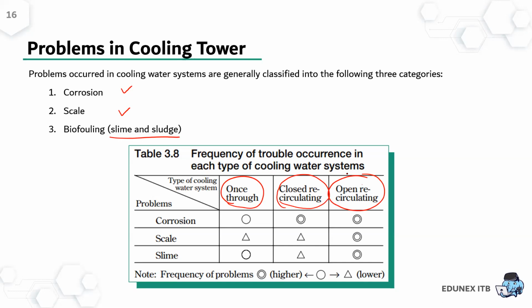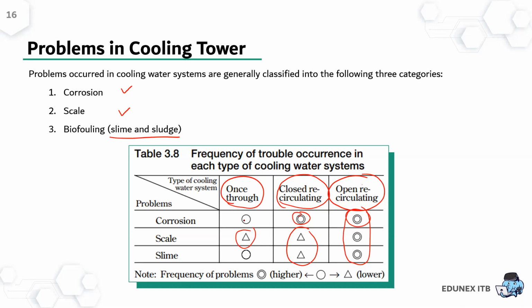Based on this table, we can see that the closed recirculating type gives the best result for scaling and slime, or biofouling in this case, because it gives lower scaling and slime, while it still gives higher corrosion. Same with the open recirculating, where all of the problems actually occur at a higher frequency. For the once-through, the corrosion and slime are moderate, while the scaling is lower. But the consequence for the once-through is that we need a very high makeup water for the cooling water system.